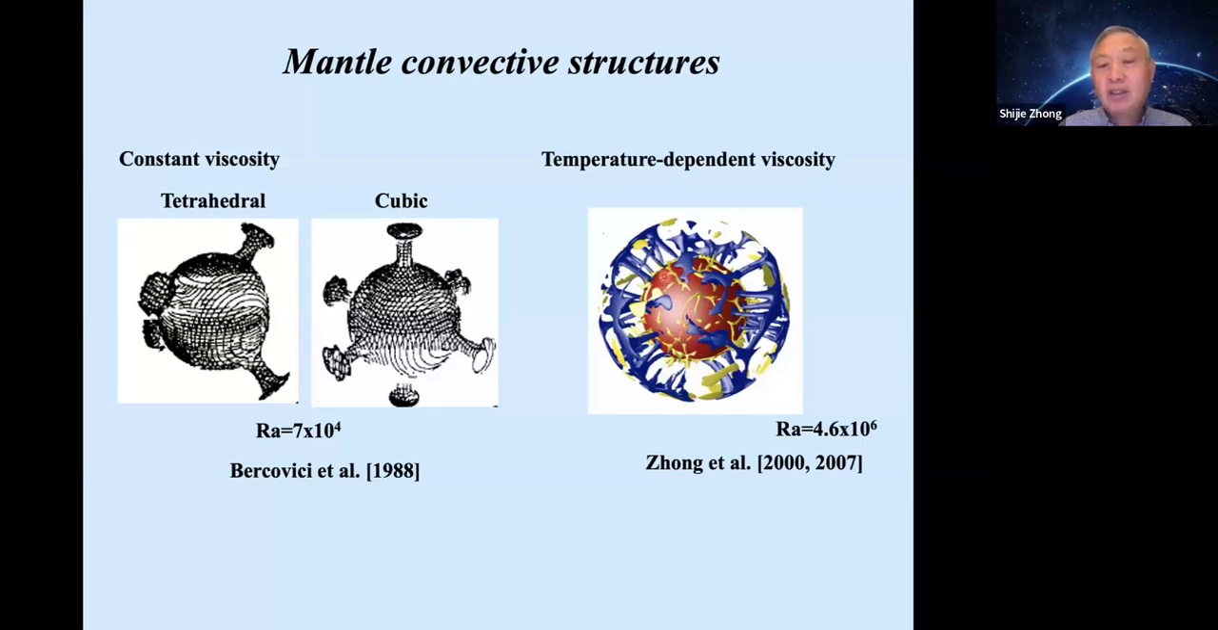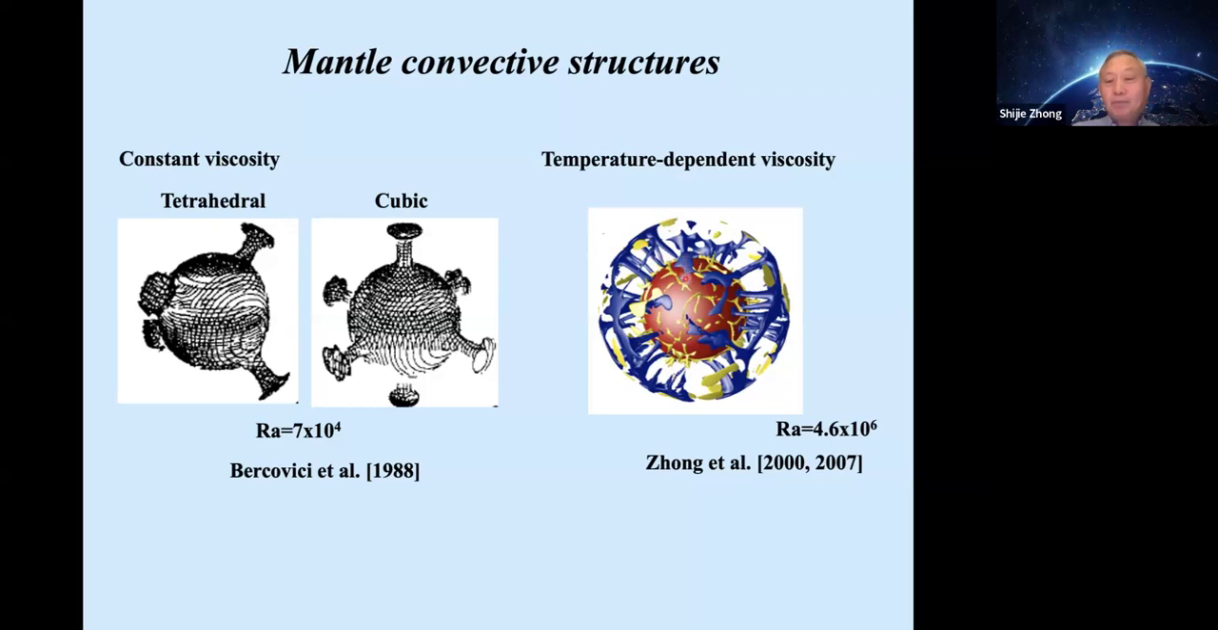Then what you see is you get even shorter wavelengths. All the blue and the yellow features are basically convective downwellings and upwellings. The yellow upwellings are hot, they're boiling, so they're upwellings, right? And blue, they're cold, and they're downwellings.